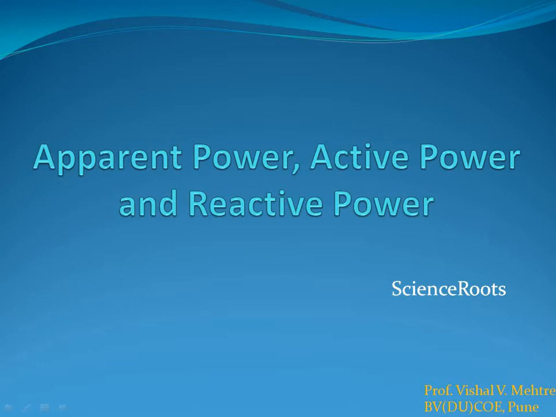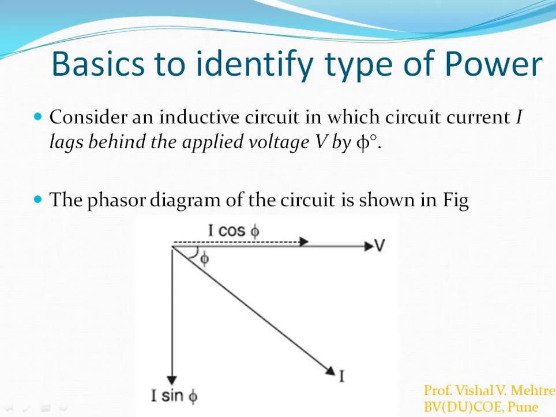In today's lecture, we are going to discuss apparent power, active power and reactive power. First, let us understand the basic concept of what different types of powers there are. Before going into that, we need to understand there are three different kinds of circuits. One is the resistive circuit, second is the inductive circuit, and third is the capacitive circuit.